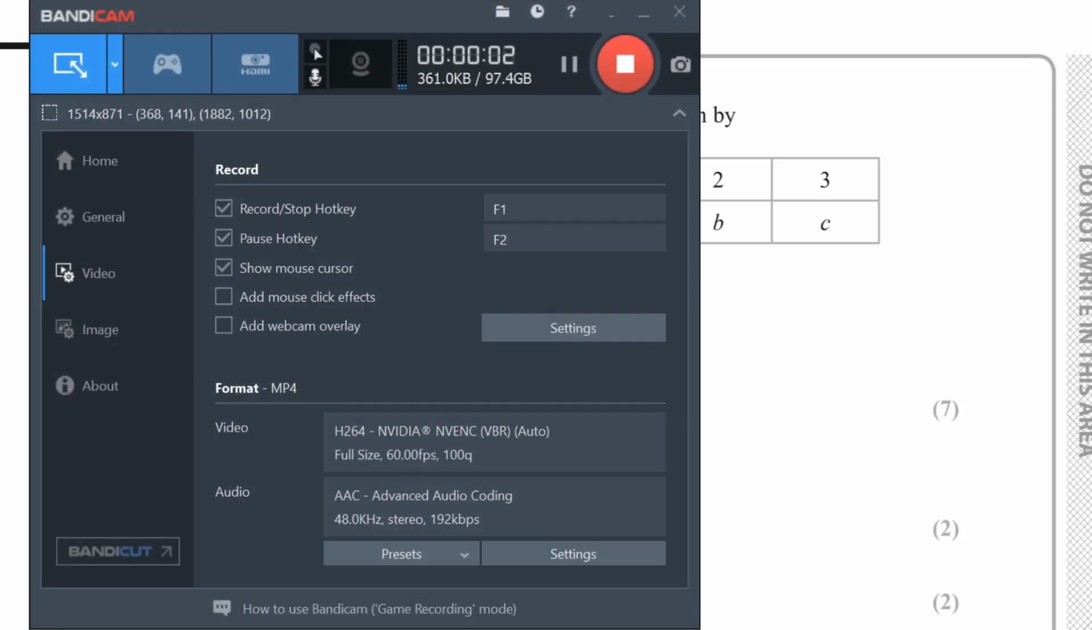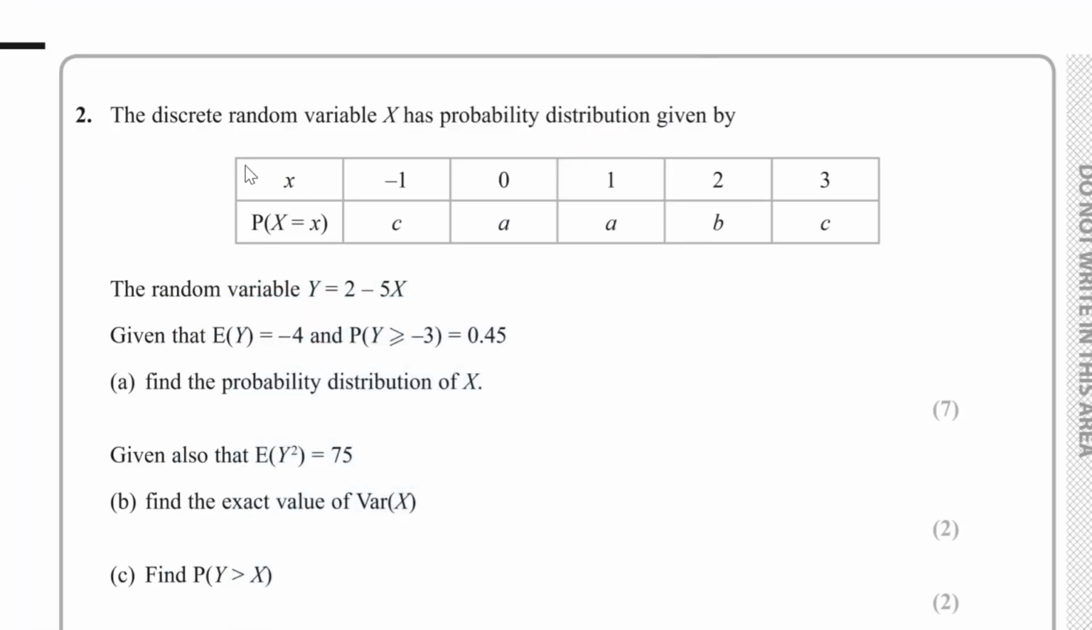Question number 2, we have the discrete random variable x, which has a probability distribution given by this table. So we have x values, and then we have the probability that X equals x shown in this row. And the random variable Y equals 2 minus 5x, and given that the expected value of Y is equal to minus 4, and that the probability that Y is greater or equal to minus 3 is equal to 0.45, we have to find the probability distribution of x.